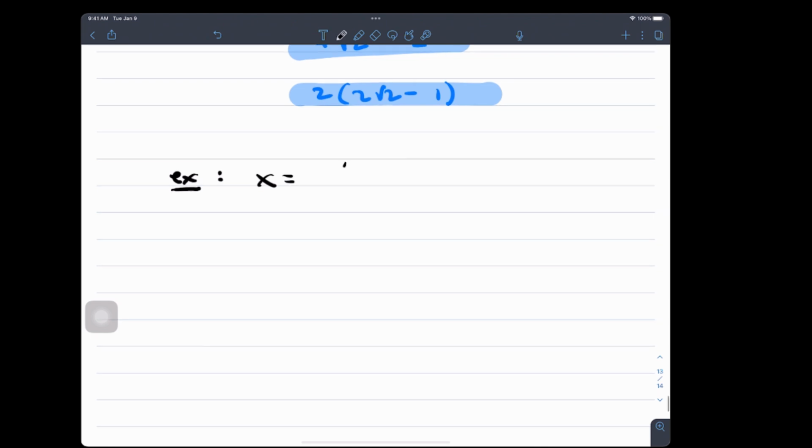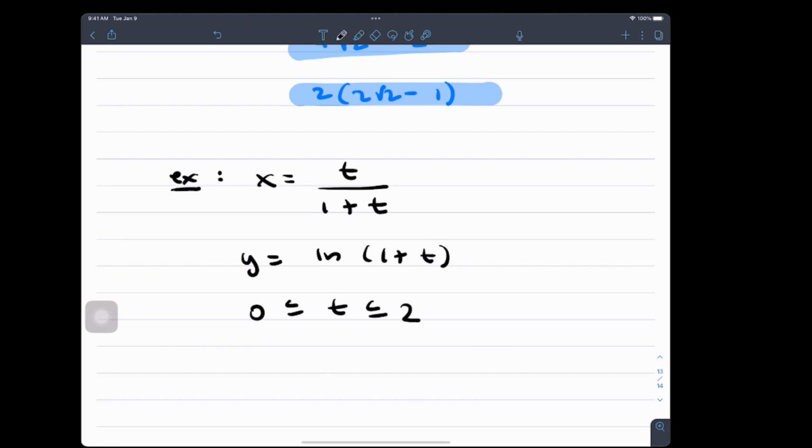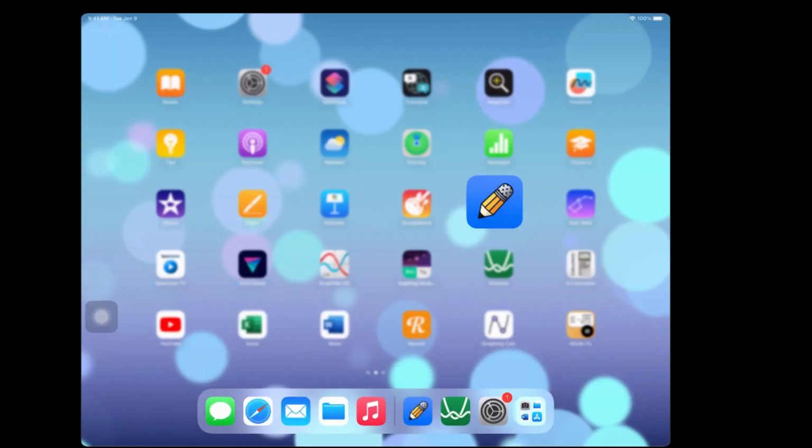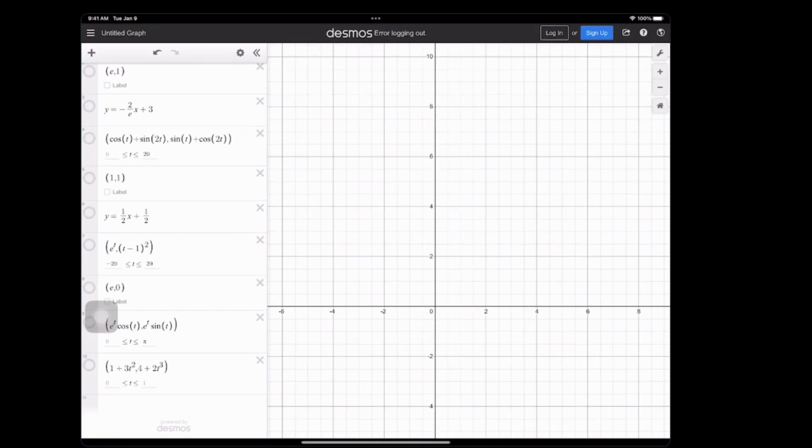I'm going to give you guys a little heads up here. This question here, you're going to see behaves very similarly, but you have to use a formula. So we're going to find some arc length for some of these. We're going to go to Desmos and try to see what that looks like in Desmos.